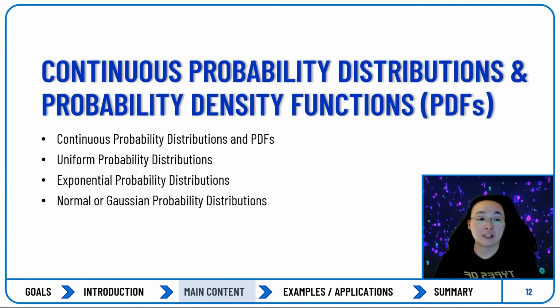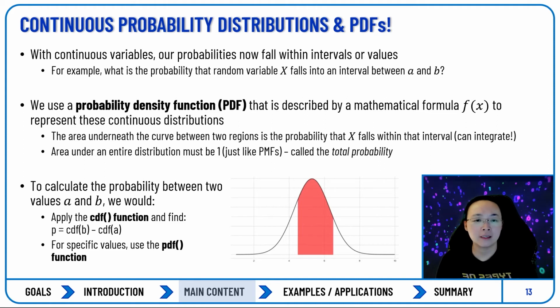So now let's talk about continuous probability distributions, and specifically probability density functions, which are used for continuous distributions. There's essentially one really important distribution we have to go through, but we are going to go through uniform and exponential probability distributions first, and then go through the normal or Gaussian probability distribution. Okay, so with continuous variables, our probabilities now fall within intervals or values. For example, what is the probability that a random variable x falls into an interval between a and b?